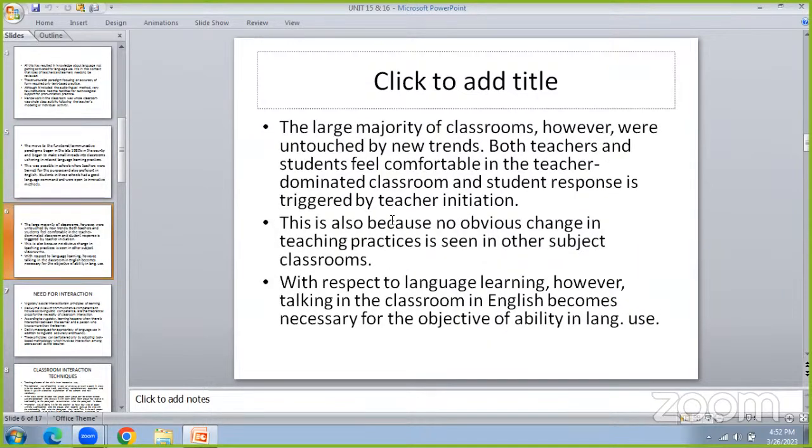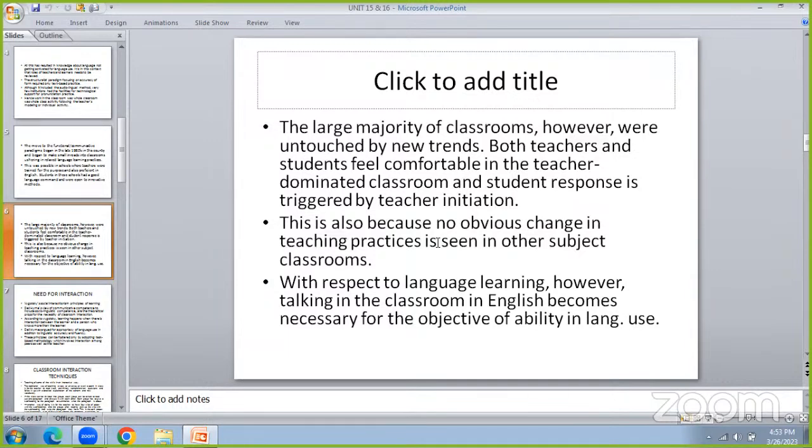But the problem is the large majority of classrooms. This functional communicative method is advisable for students in the classrooms, but the constraint here is that the majority of the classrooms were untouched by the new trends. Both the teachers and the students feel comfortable in the teacher-dominated classroom, and the students' response is triggered by the teacher's initiation. So no obvious change in teaching practices is seen in other subjects' classrooms. So this is the problem. In other subjects' classrooms, the teacher is the center of the classroom, and the teacher dominates the classroom, and this is how it happens.